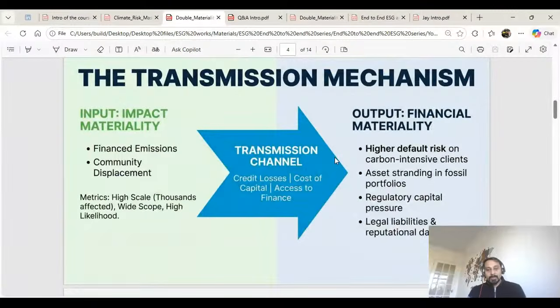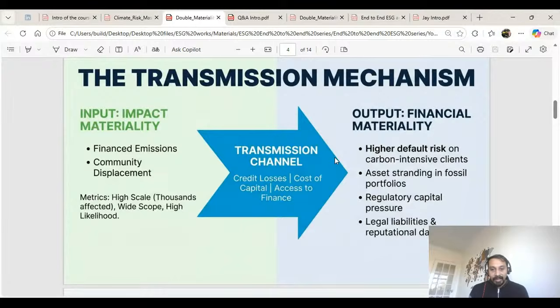So the transmission mechanism is through the financed emissions and community displacement, and the output on financial materiality is higher default risk on carbon-intensive clients. Also asset stranding in the fossil portfolio, because of the fossil fuel emissions and the loans and investments given to those kinds of fossil portfolios. Regulatory capital pressures, legal liabilities, and reputation damage. These are all transition risks for them as a bank, and transmission channels.